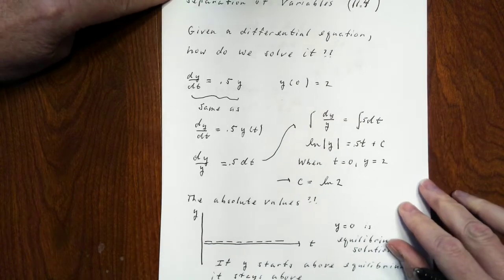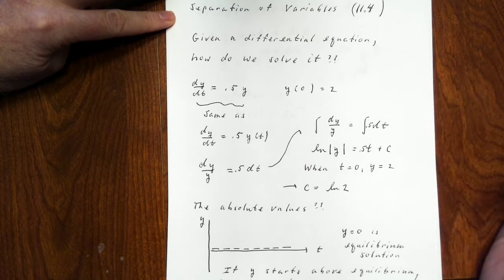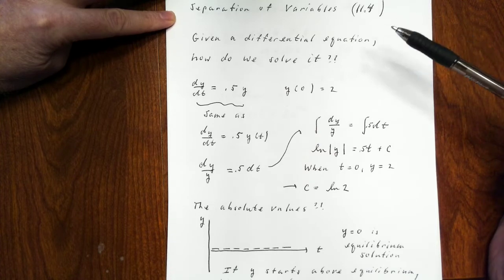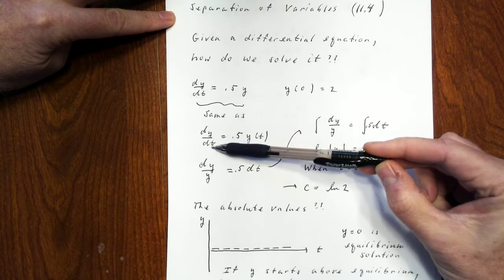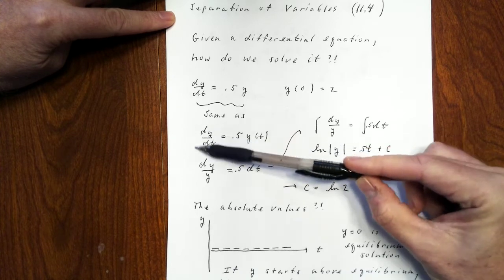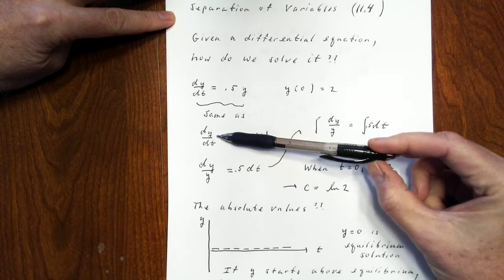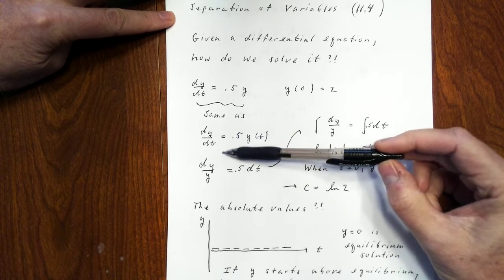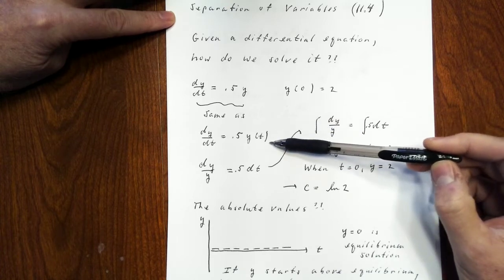So separation of variables is a technique whereby we put all the y terms on one side and all the t terms on the other side of the equal sign, including the differential terms dy and dt. Now, in Calc 1, we would never treat dy/dt as a fraction. We think of it as dy/dt. But separation of variables is a method that allows us to do so. The formal theory behind it is beyond this course.